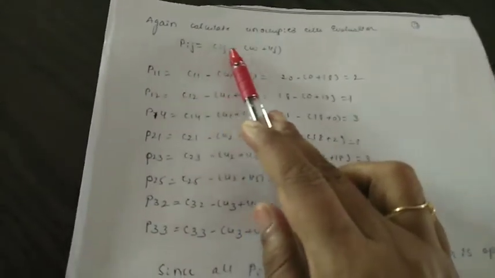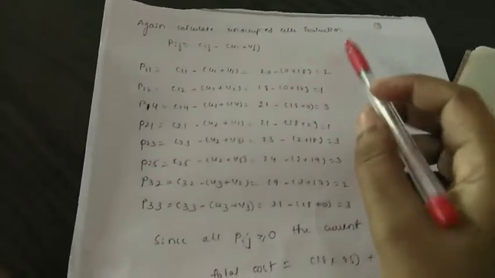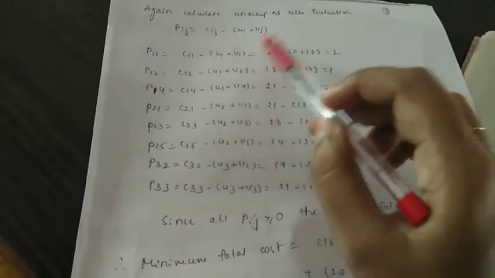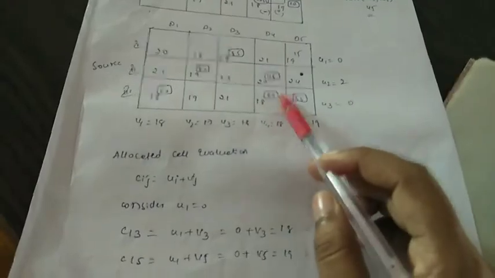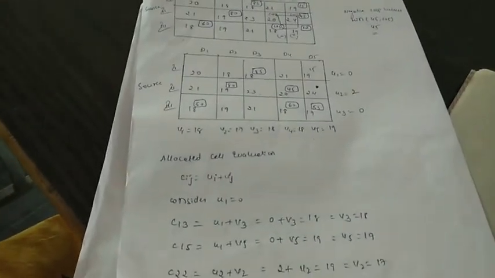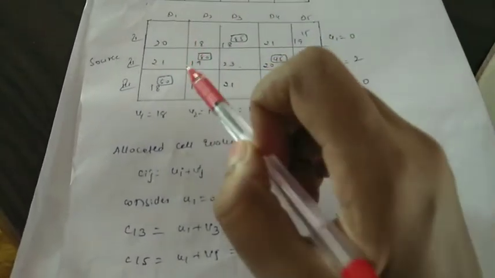Okay, next. So again calculate unoccupied cell evaluation. So I can calculate unoccupied cell evaluation, that is Pij is equal to Cij minus (Ui plus Vj). What is our unoccupied cell here? Because you are changing the loop, so again it is changed. So with this loop change, this entire initial basic feasible solution table is also changed. Here we have done the allocated cells. Now we are going to do the unallocated.